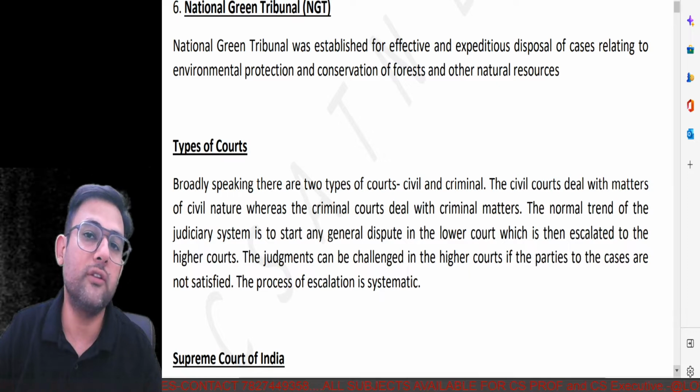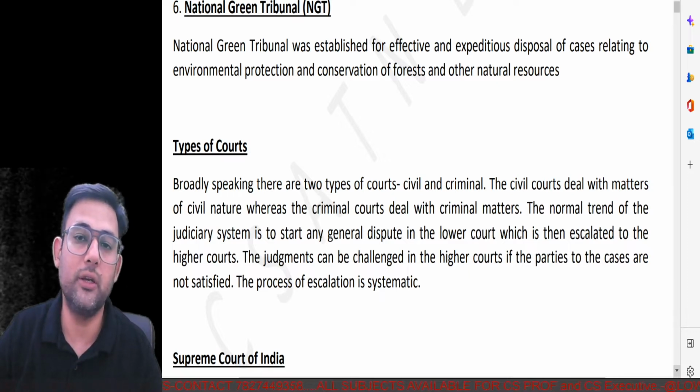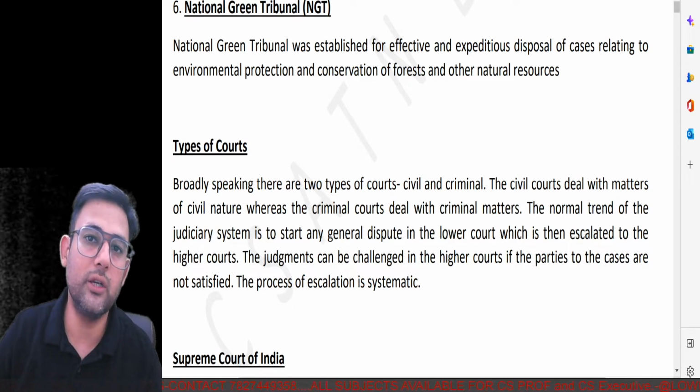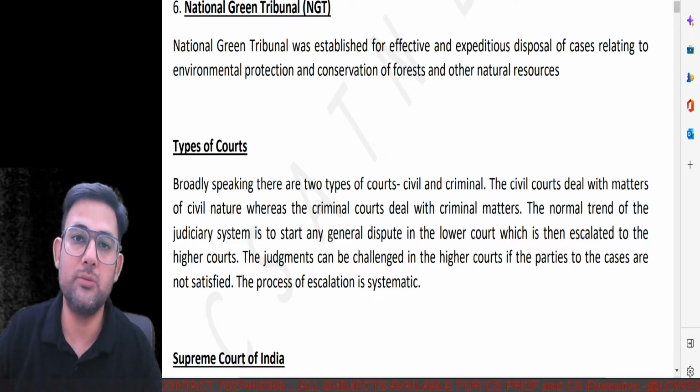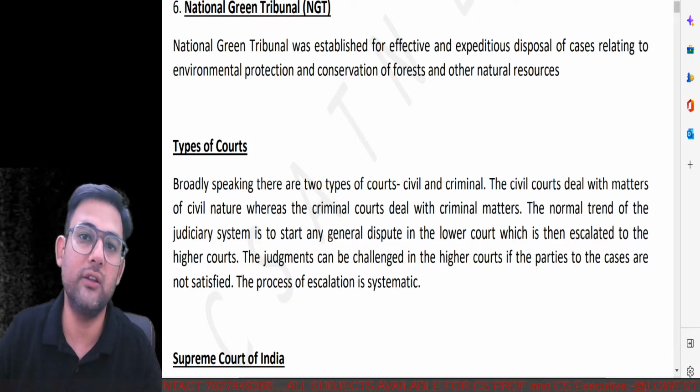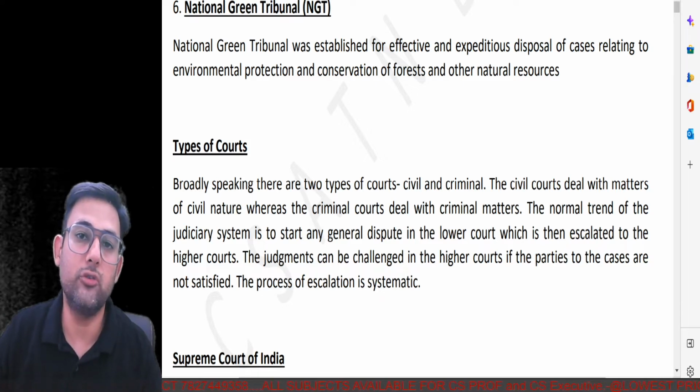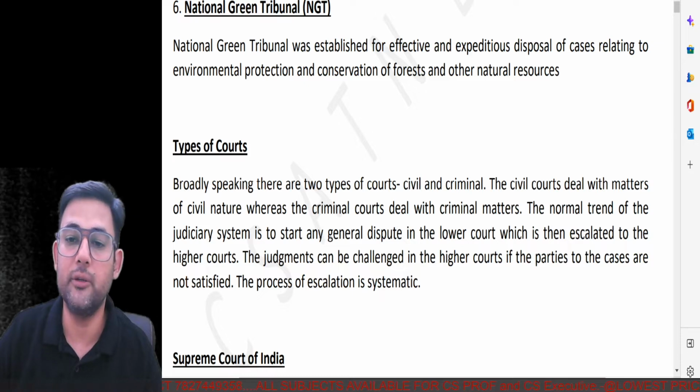So a lot of cases of pollution, and pollution does not mean only air pollution, but noise pollution and soil pollution have been emerging, and we all know about climate change and the effect of climate change in and around us. So NGT definitely plays a very good role in that area. So NGT deals with all the cases related to the environment.